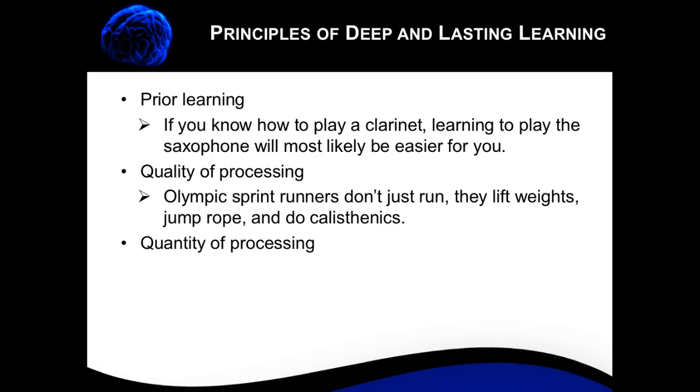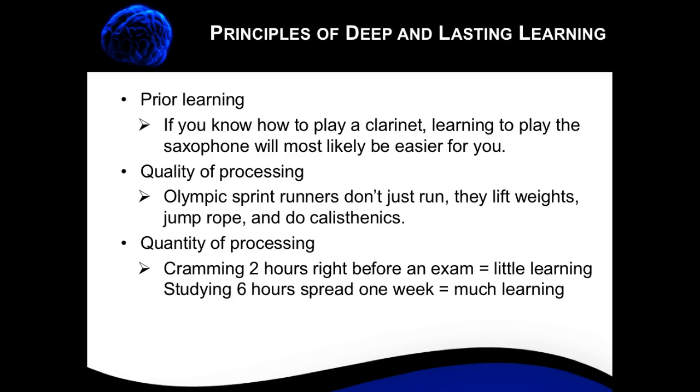The third principle of deep and lasting learning involves the quantity of processing. Simply put, when we're talking about quantity of processing, we're talking about spending sufficient time on task. When you cram 2 hours right before an exam, little learning occurs. However, when you study 6 hours over the period of a week, more learning occurs. Why is that? You're utilizing a technique called distributed practice. Simply put, the human brain learns best when learning efforts are distributed over time. So, the best way to increase deep and lasting learning is to use frequent practice sessions of sufficient length distributed over time.